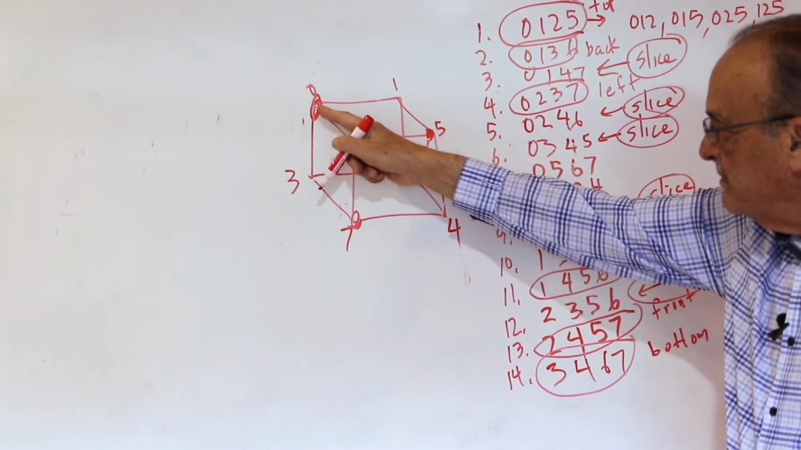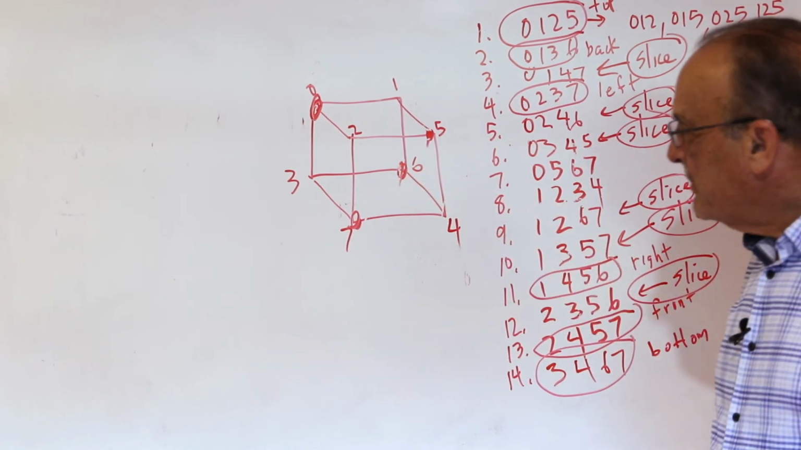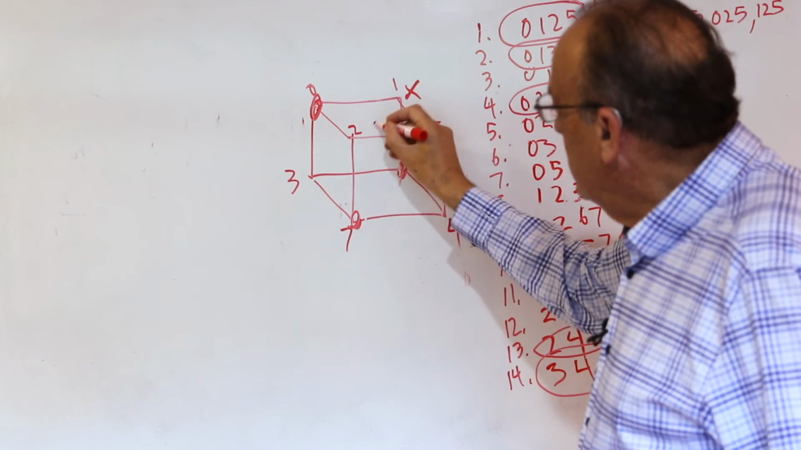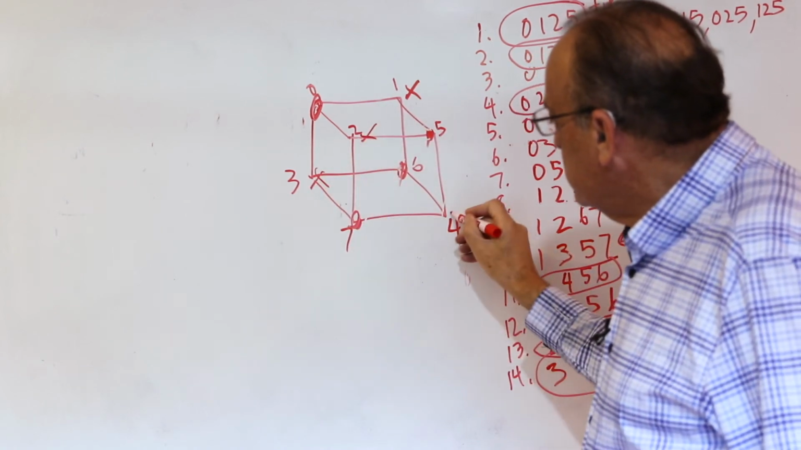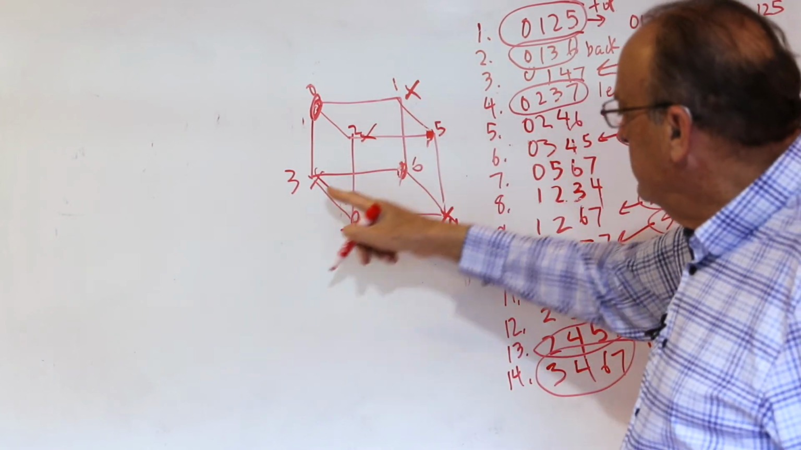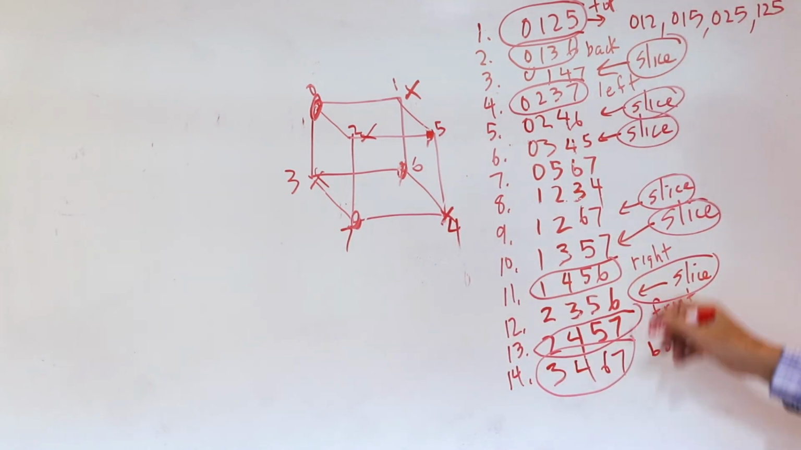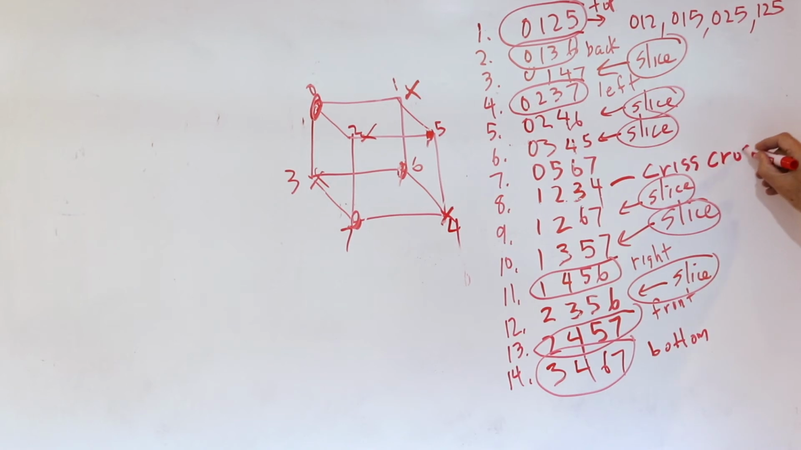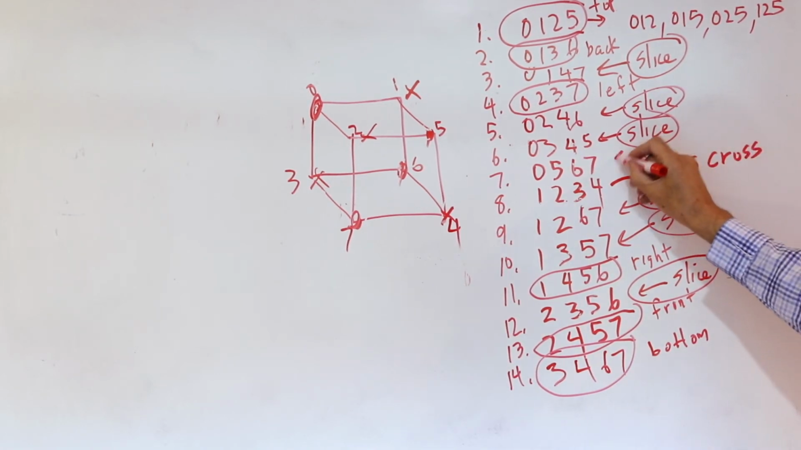So I got boom, boom, boom, boom. And the other way to do boom, boom, boom, boom would be like X, X, X, X. 1, 2, 3, 4. So we'll call that a crisscross. And this is also a crisscross.